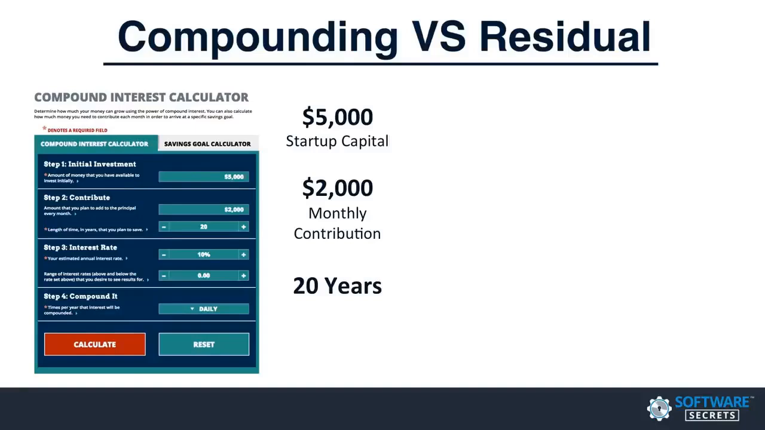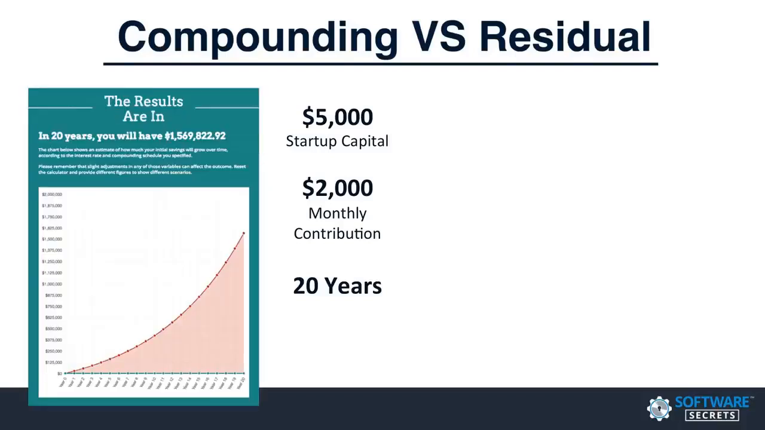So I'm plugging some things in. Let's say I'm going to invest $5,000 first off. That's my initial startup into this thing. I'm going to put $2,000 a month into monthly contribution over 20 years. You do the calculations on that, click calculate, compound it daily, and check out what happens at the end of the day. You end up with $1.5 million.